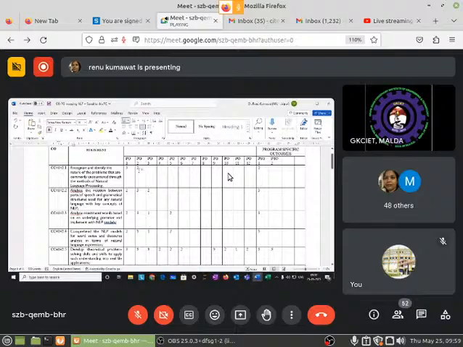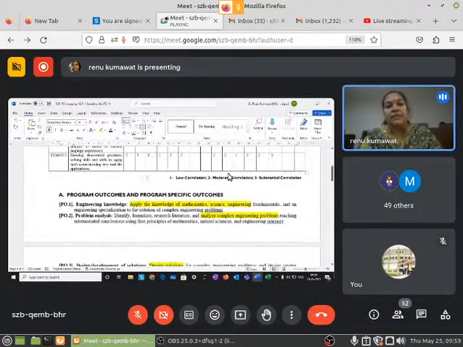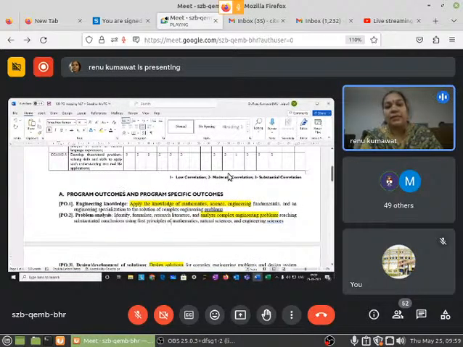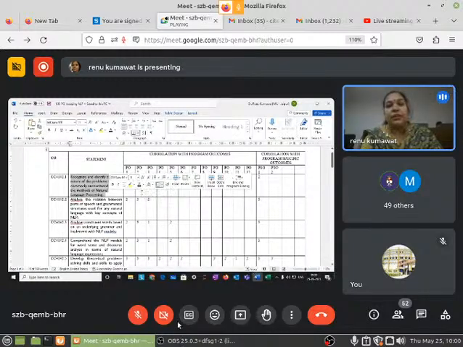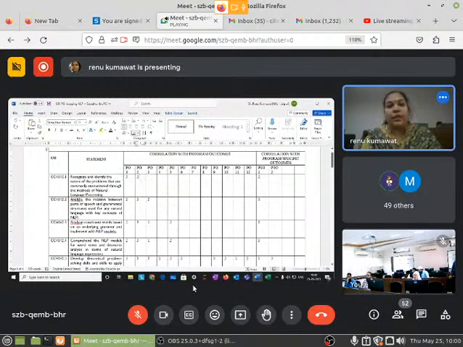The second PO with which it matches is PO number 2, problem analysis, to analyze the complex engineering problem. So it is moderately mapping: CO number 1 is mapping with this particular PO number 2.